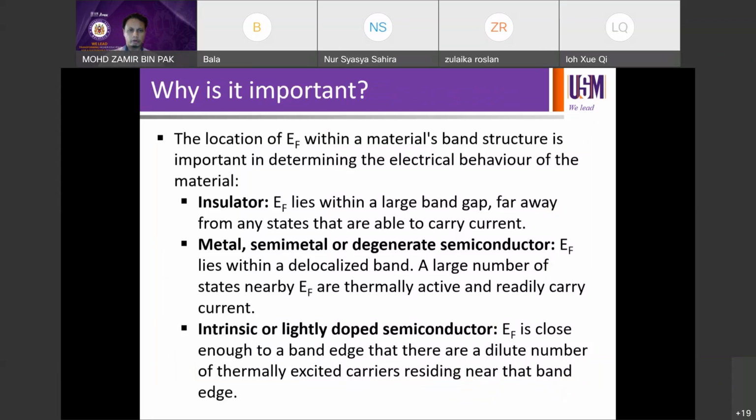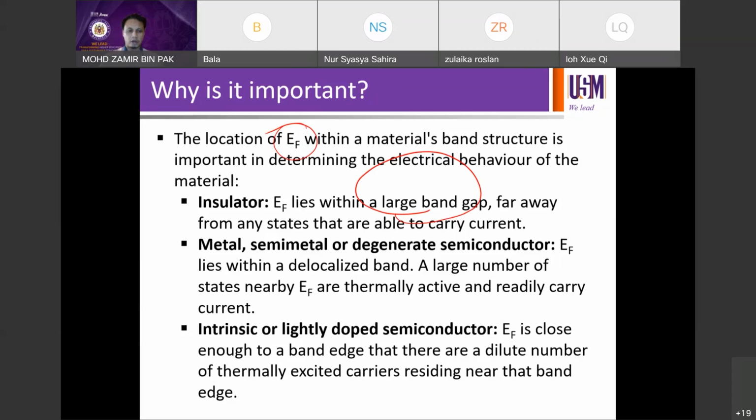So the location of EF within a material's band structure is important in determining the electrical behavior. We're going to see later on how the changes of EF take place as you alter the conductivity of the material. So for insulator, let's just recall, EF lies within a large band gap. EF lies in the middle of a large band gap, far away from any states that are able to carry current. Therefore, there's no conduction because to begin with, the band gap is already very, very large.